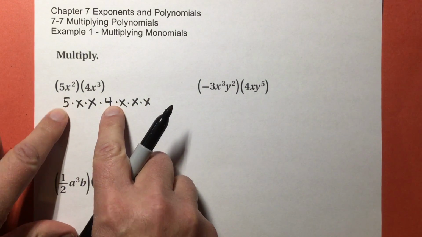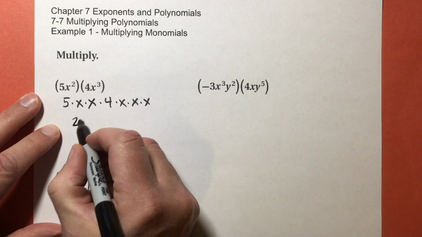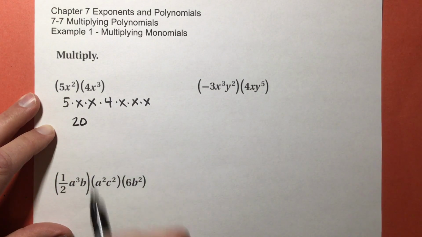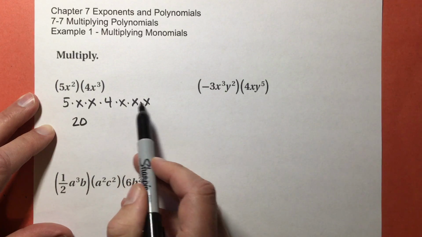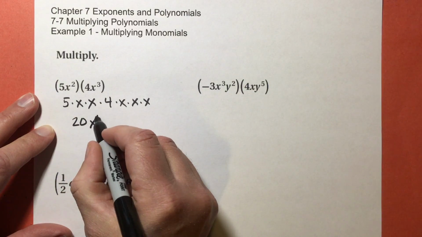So basically the order doesn't matter here. So I'm going to put the 5 and the 4 together. 5 times 4 equals 20. And then I've got a bunch of x's being multiplied. x times x times x times x times x. That's x to the 5th power.